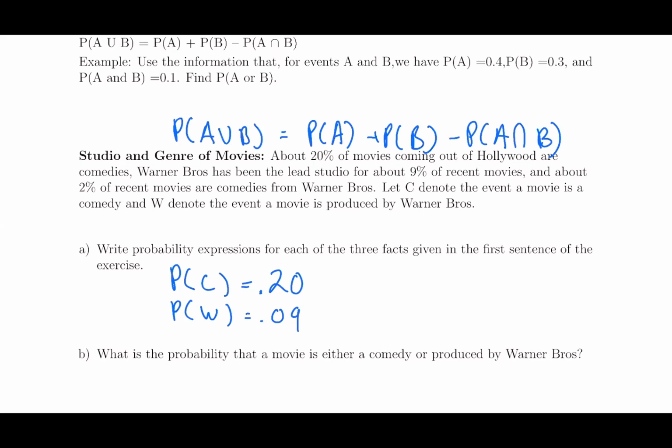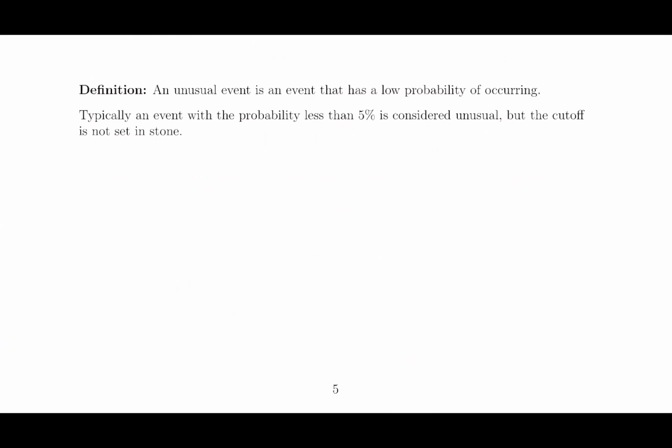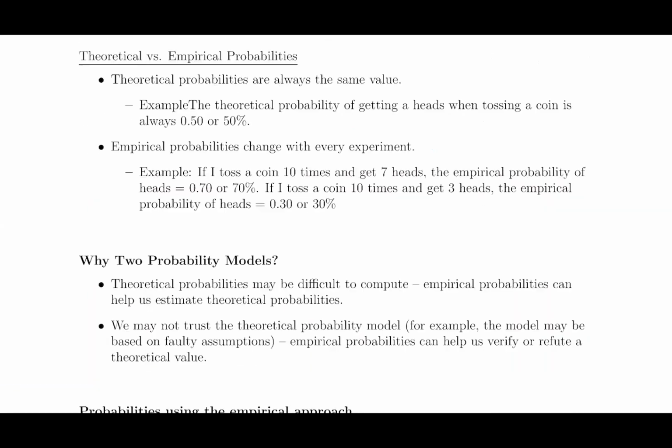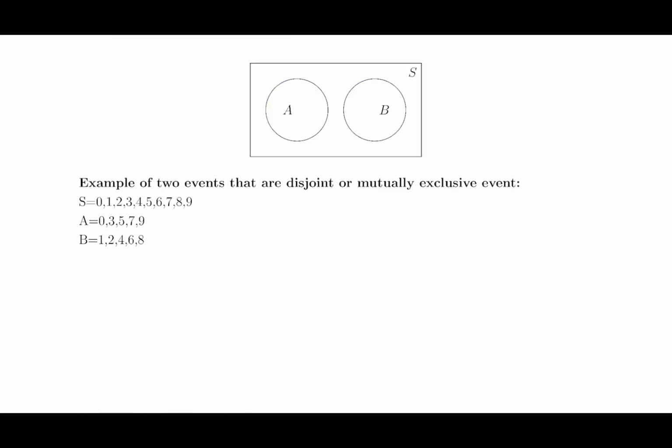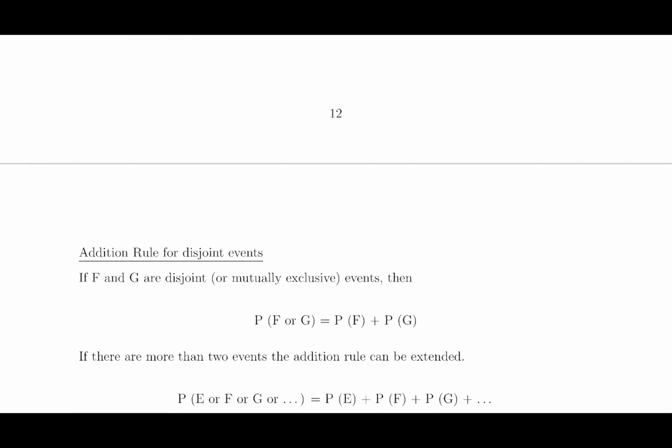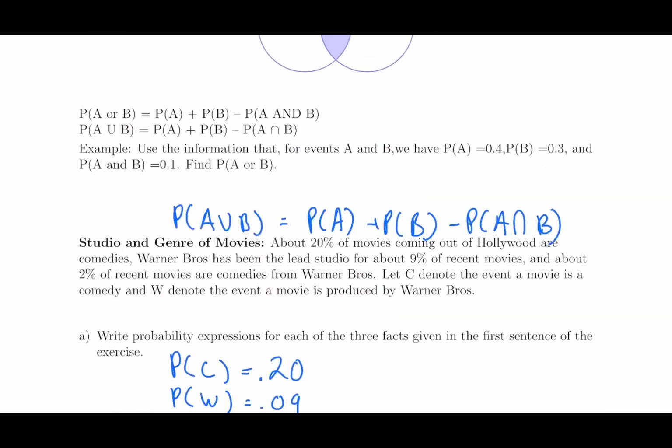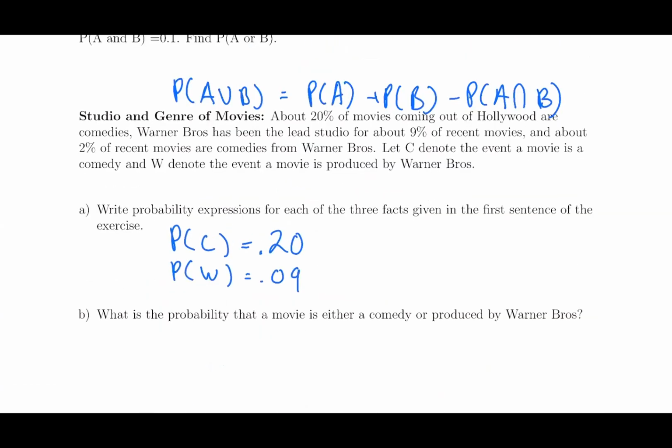And then lastly, it says 2% of recent movies are comedy from Warner Brothers. So that's telling me the probability we have a comedy and it's from Warner Brothers is equal to 0.02. Any questions so far for anything input for A?